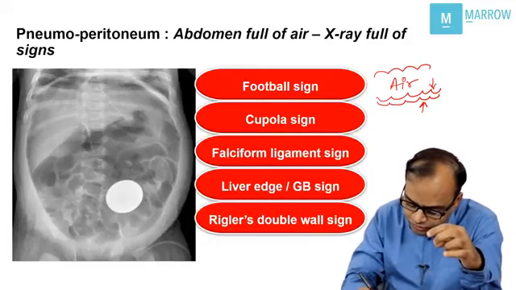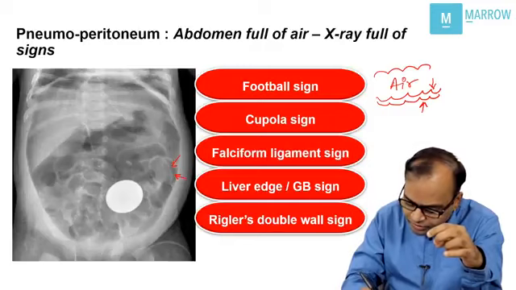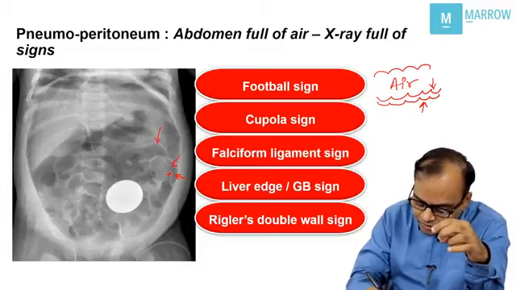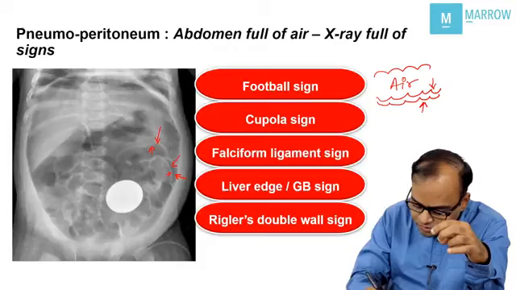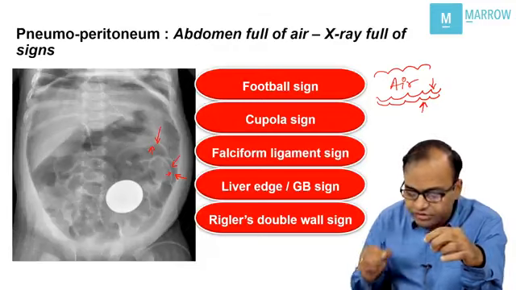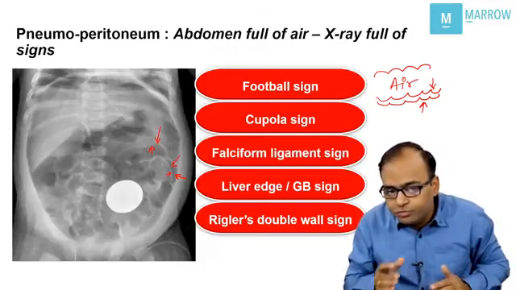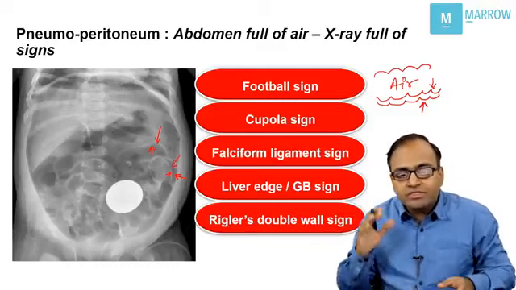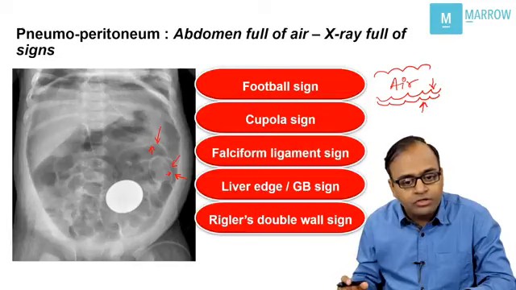So if you watch carefully here, look at these bowel loops. You can see a sharp inner surface on this side. You can also see a sharp outer surface or serosal surface. Look at this bowel loop here. You can see the mucosal surface on the inner side. You can also see the serosal surface as a sharp margin. When you see both mucosal as well as serosal surface at the same time, this is what is called Rigler's double wall sign.